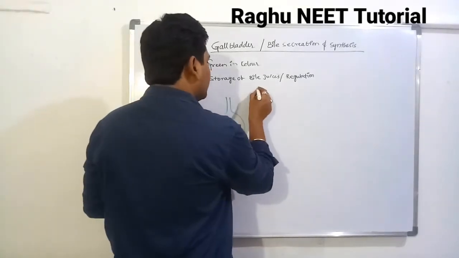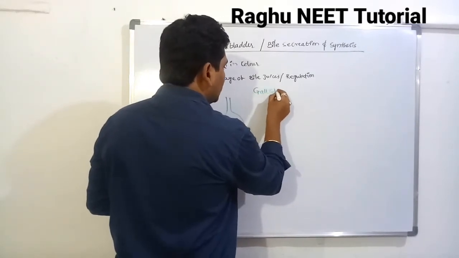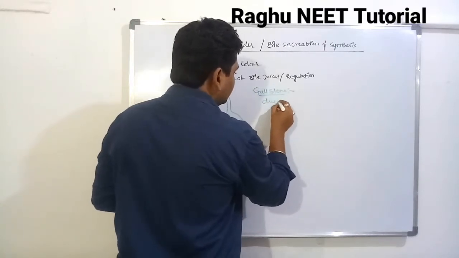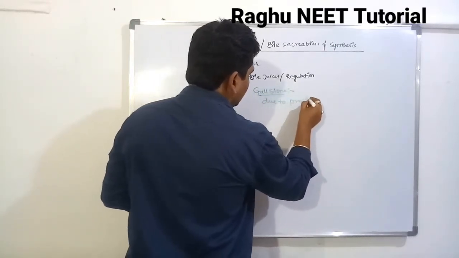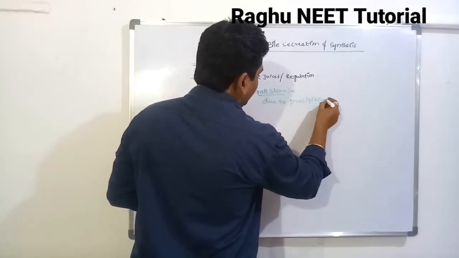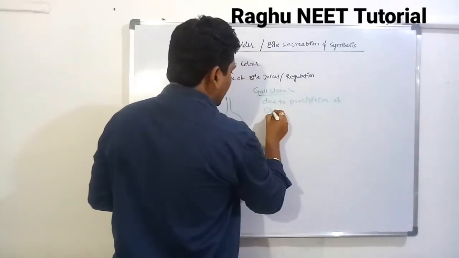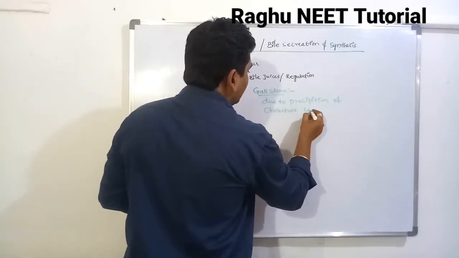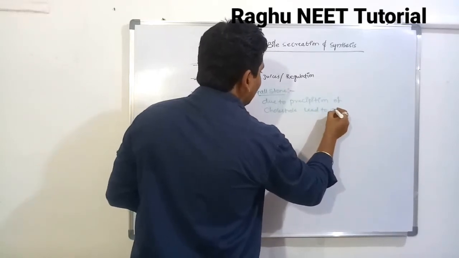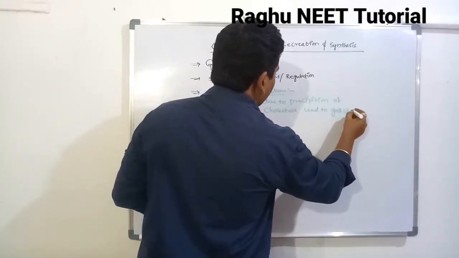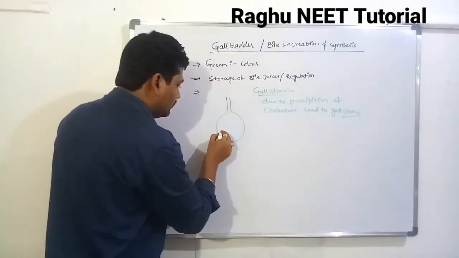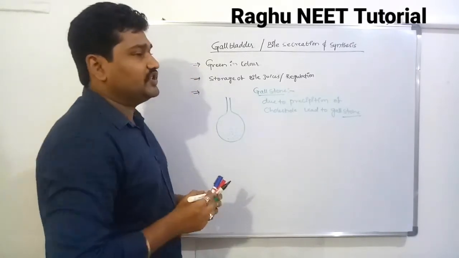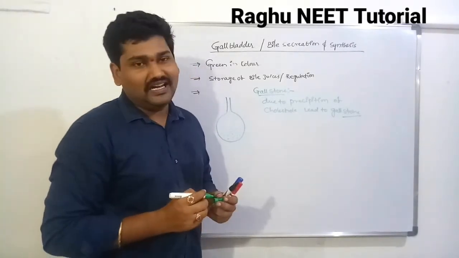What are gallstones? Due to precipitation of cholesterol, it leads to gallstones. How is a gallstone formed? Due to precipitation of the cholesterol, it leads to gallstones.